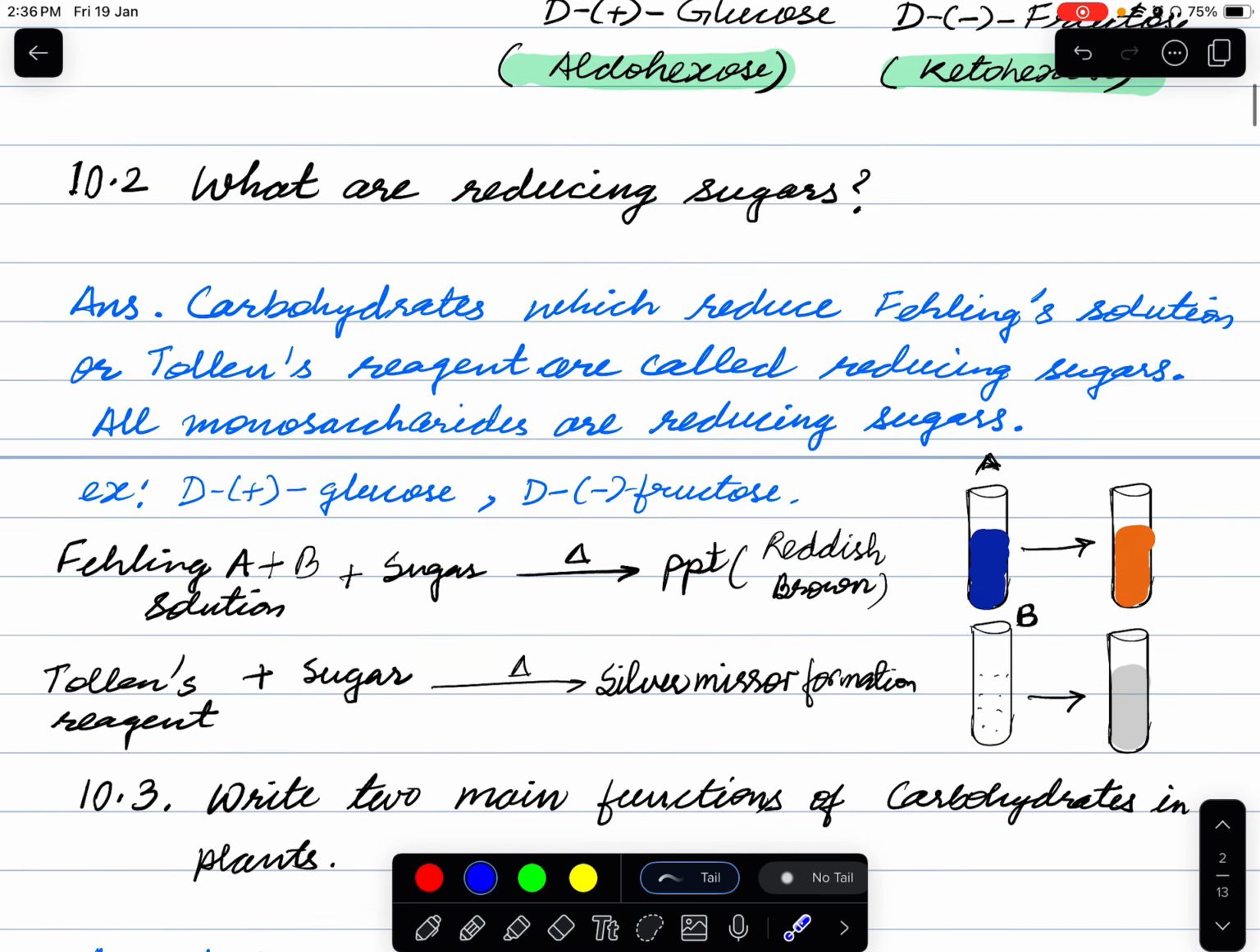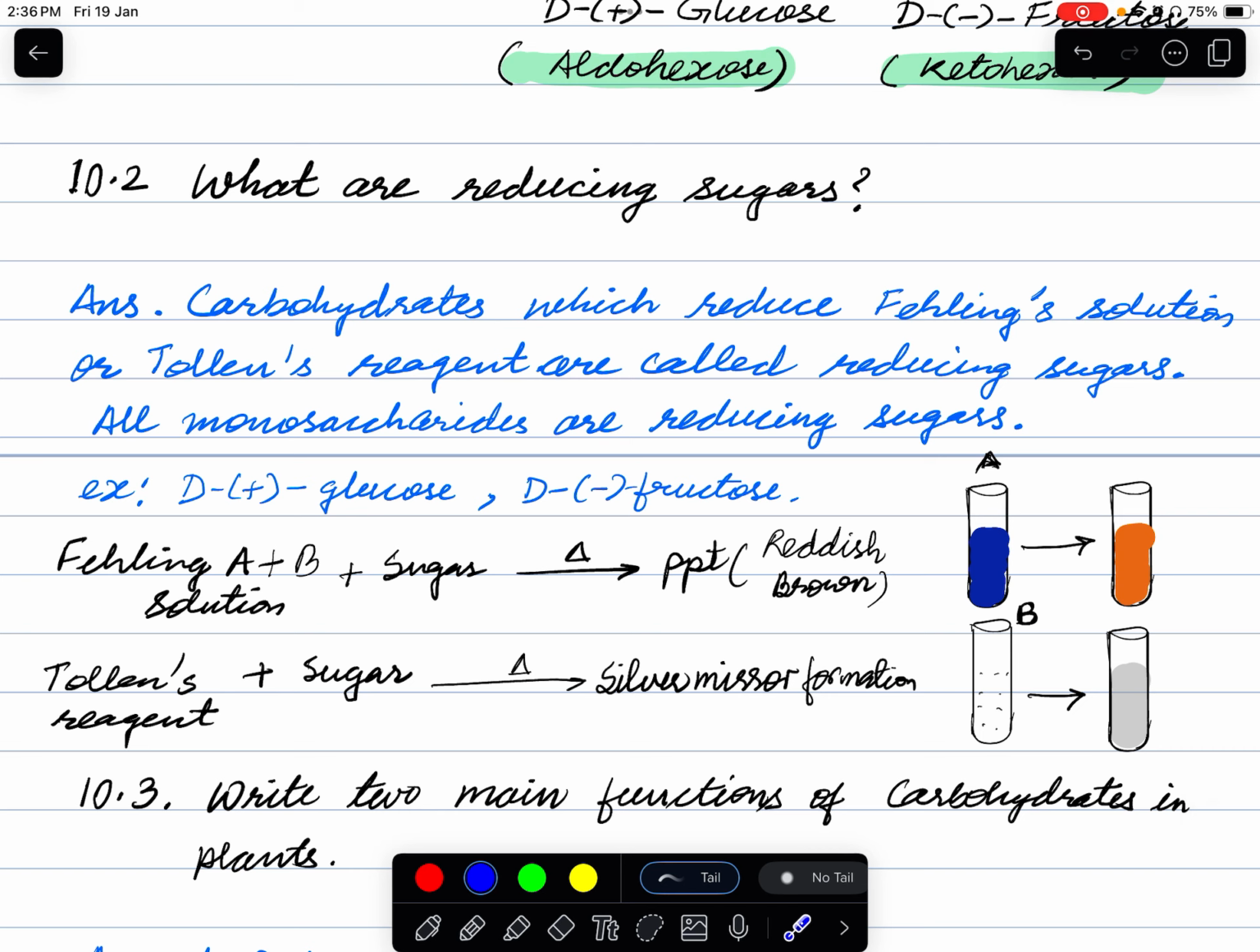Next question, what are reducing sugars? Now sugars are of two types, reducing and non-reducing. So what are reducing ones? All those sugars or carbohydrates which reduce Fehling solution or which reduce Tollens' reagent are called reducing sugars. And you have to remember that all monosaccharides are reducing in nature. Two examples are glucose and fructose.